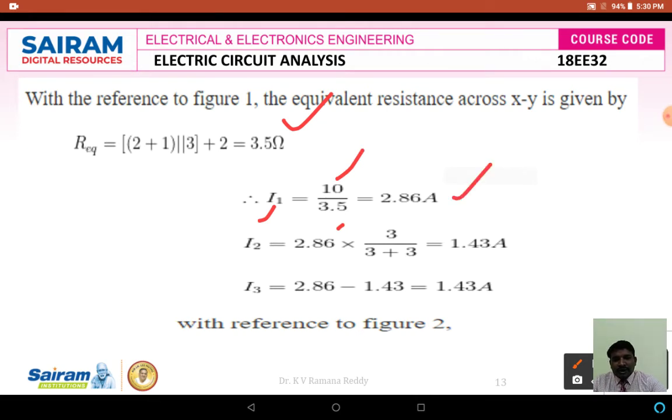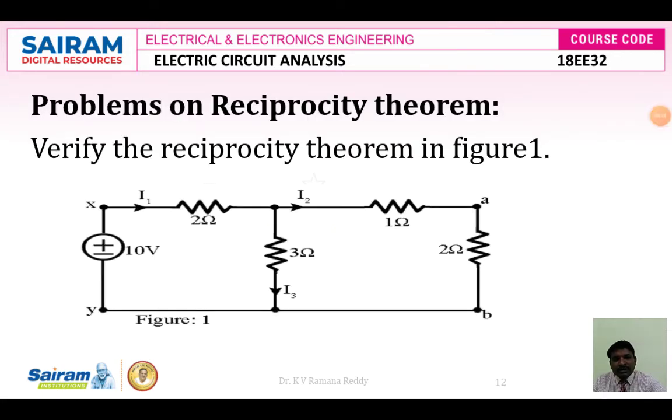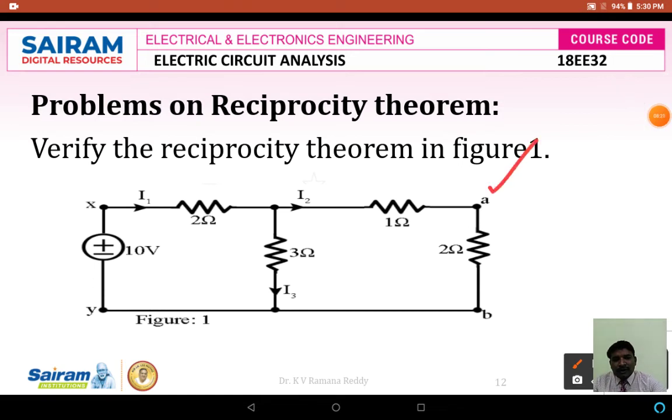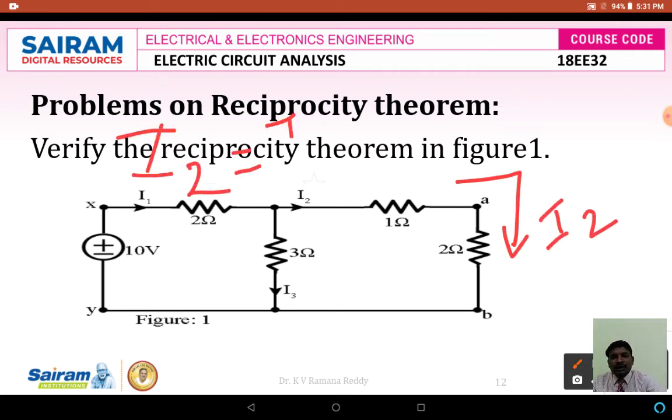Now I know I1, but I need to find the response in the terminals AB. The response here is I2. So how to find I2? The value of I2 we can find by applying the current division rule. What is the formula? I2 is equal to total current I1 into opposite branch resistance divided by total resistance.